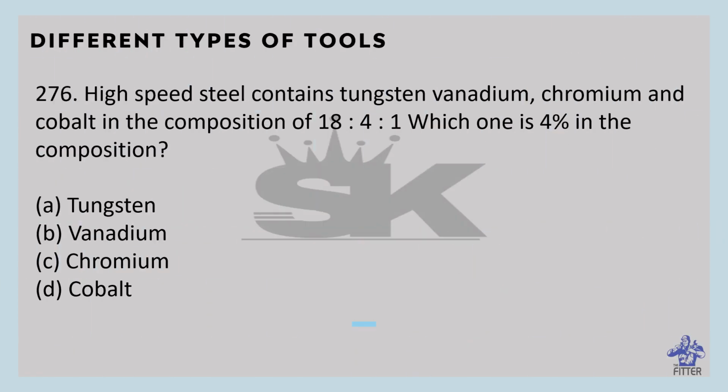High-speed steel contains tungsten, vanadium, chromium, and cobalt in a composition of 18-4-1. Which one is 4% in the composition? That is chromium. 18% is tungsten, 1% is vanadium.